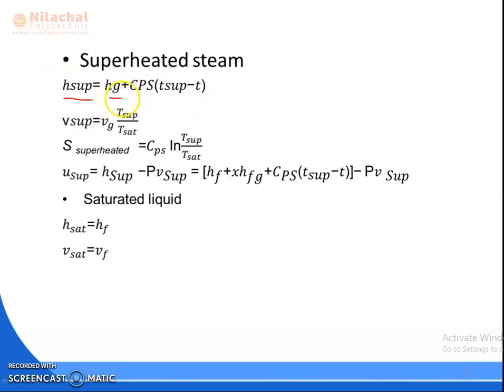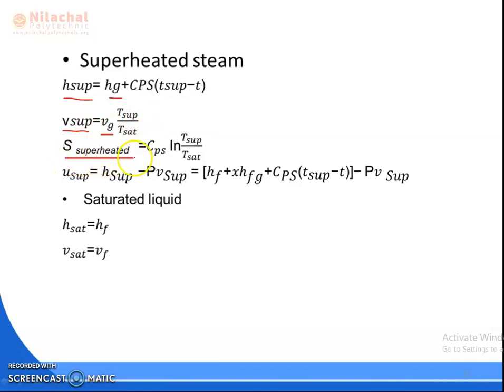Then consider superheated steam. How do we calculate the enthalpy of superheated steam? That is hg plus Cps into (T superheated minus T saturated). For the volume of superheated steam: superheated steam acts as a gas, so it obeys the gas laws. So that will be vg into T superheated by T saturated.